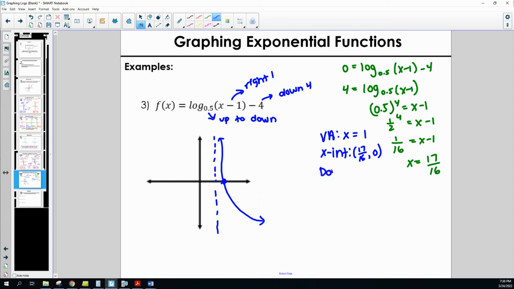Okay, our domain will be from 1 to infinity. Our range will be negative infinity to positive infinity. And then let's do our end behavior. So our right end, x will be approaching positive infinity. Y will be approaching negative infinity. On the left end, x will be approaching 1, and y will be approaching positive infinity.